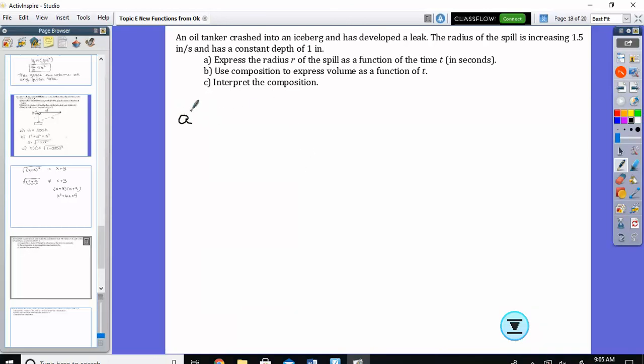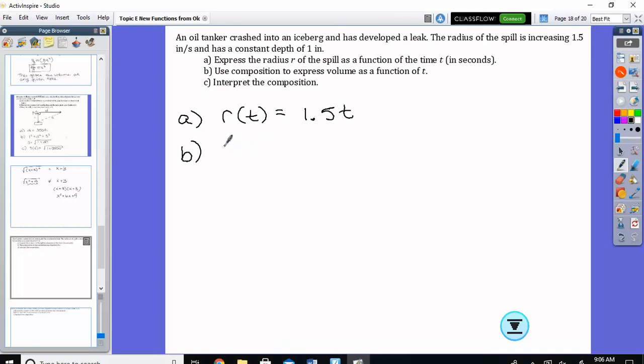So, part A. Express the radius of the spill as a function of time. So I need an equation for the radius where time is my variable. What would that be? 1.5t. Every second it increases an inch and a half.